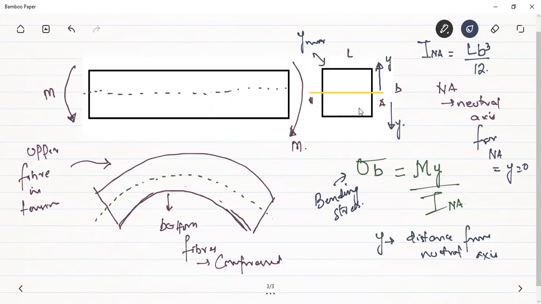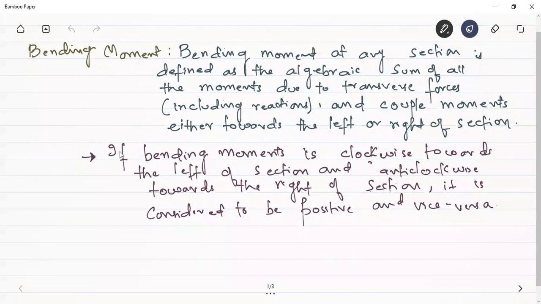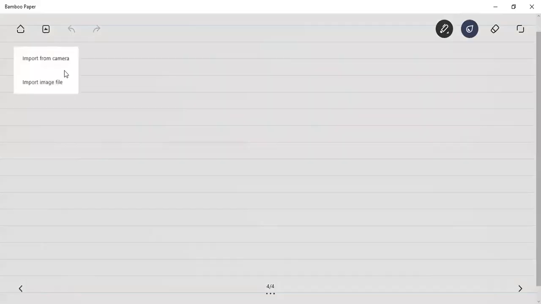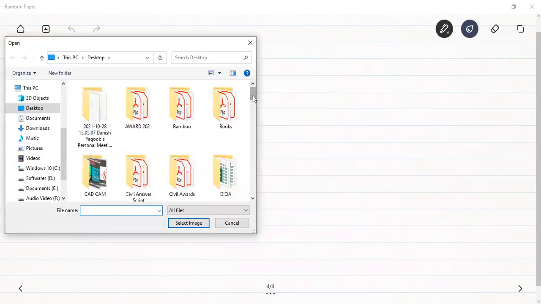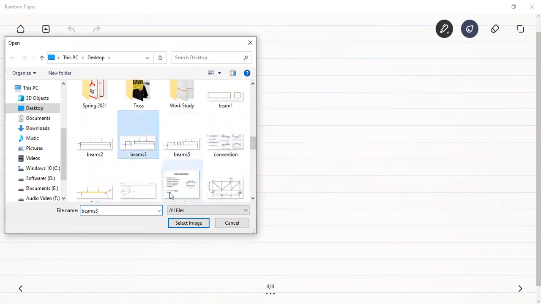So what are the sign conventions for it? Although these details are not required, still we can see the sign conventions. If the bending moment is clockwise towards the left-hand side of the section and anti-clockwise towards the right of the section, then it is considered to be positive. So see the sign conventions. I can put an image. Let me first put this basic figure.